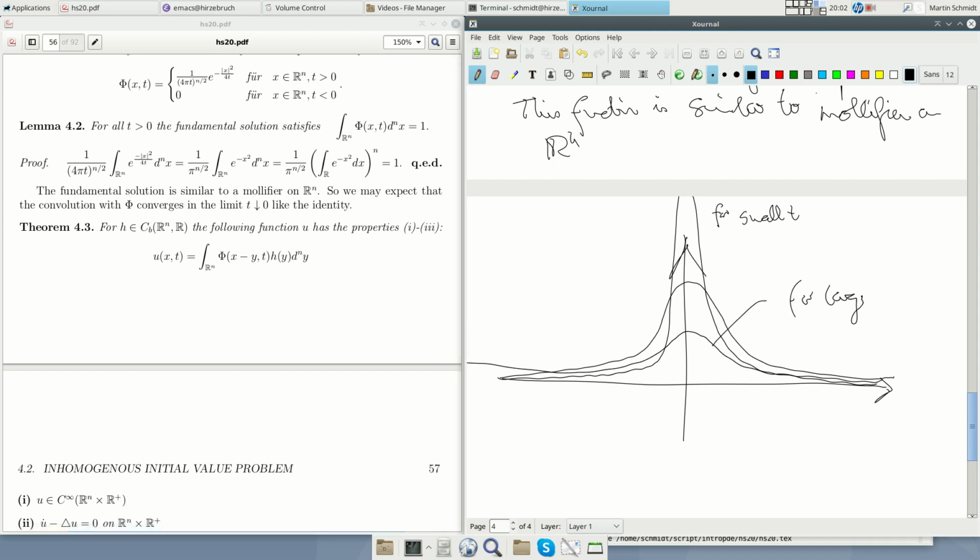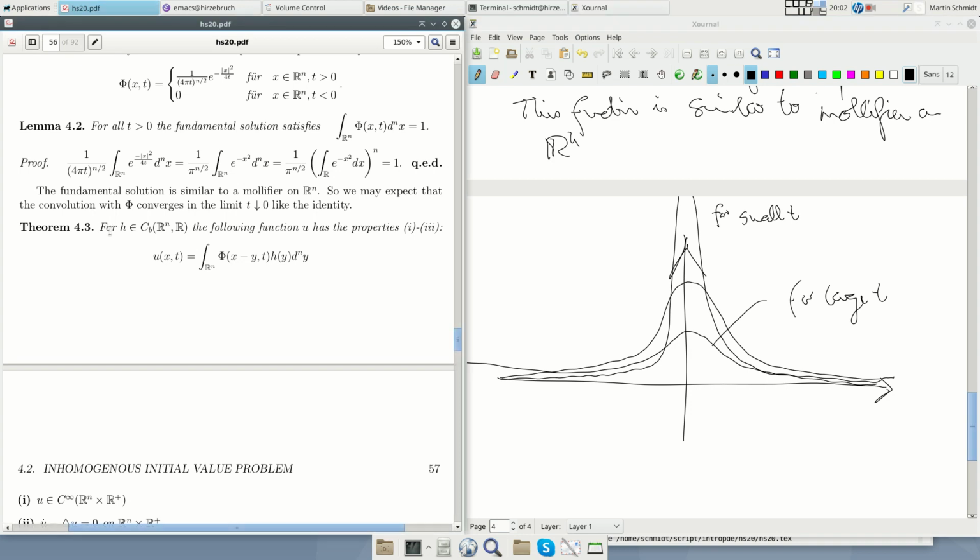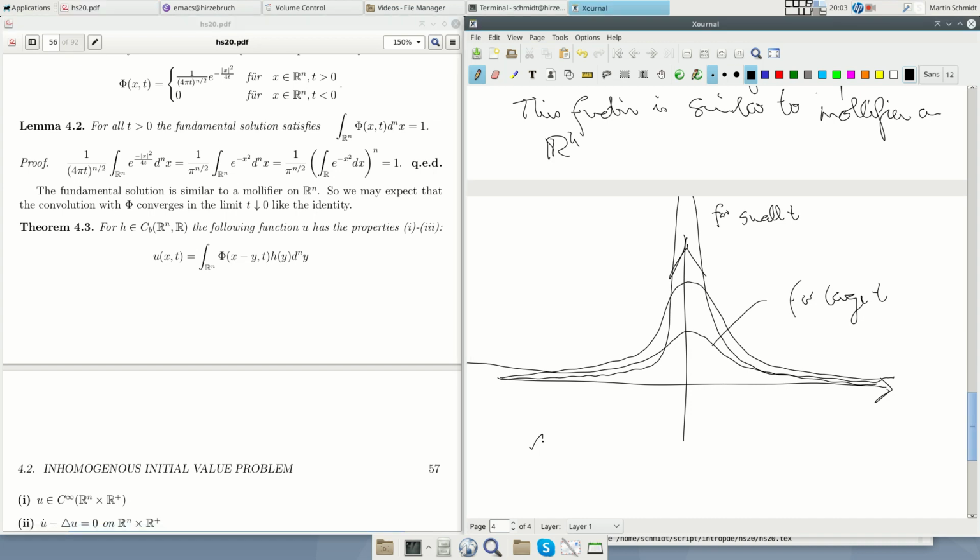For large t. But the important property is that the total integral is 1. Let's do the calculation. Total integral: 1 over (4 pi t)^(n/2) times the integral over Rn of exponential of minus x squared over 4t, dnx.